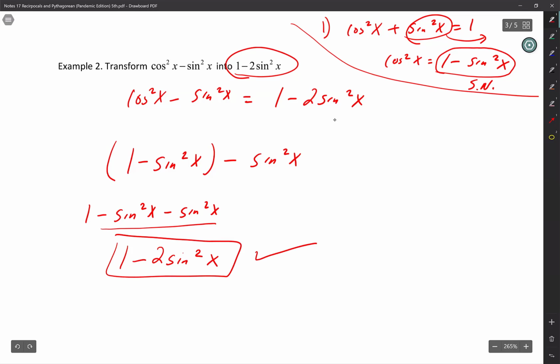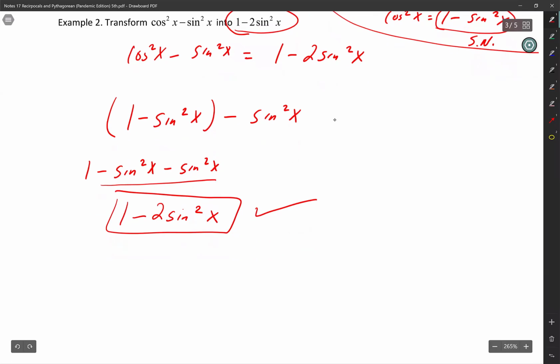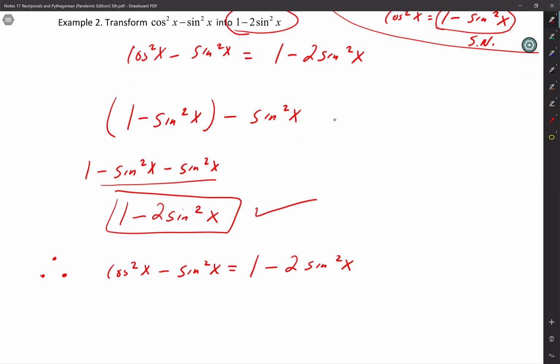I put a little check mark. It works. Cosine squared minus sine squared is 1 minus 2 sine squared. So if you want to be mathematical about it, you put 3 little dots in a triangle. Remember, that means therefore. So it's like saying logic. Therefore, cosine squared x minus sine squared x does in fact truly equal 1 minus 2 sine squared x. You can also put an arrow there, but I like the equal sign better.